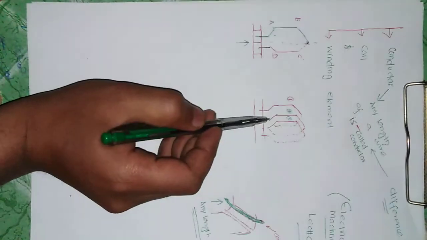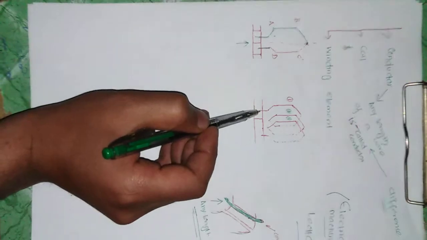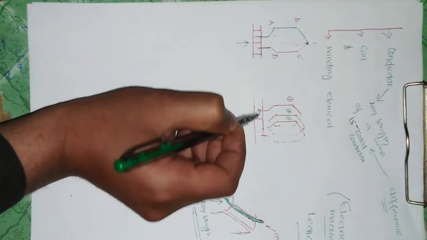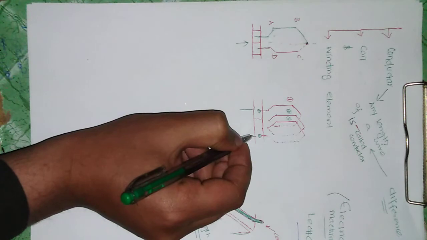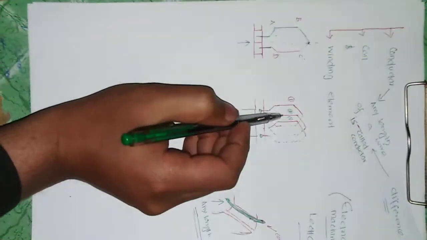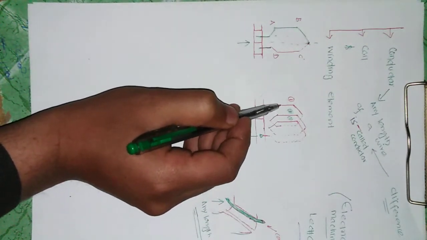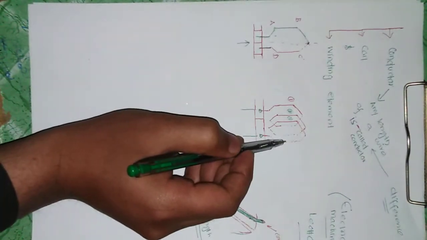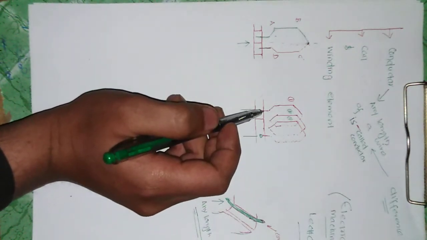For example, in this figure, here it is a single coil. This is one end of the coil and this is the second end of the coil. This is the first end, the beginning end of the coil, and this is the terminating end of the coil. It means this is a single coil. But now here, this is the front side of the coil, and this is the back side of the coil. In other words, this is the first side of the coil, and this is the second side of the coil.